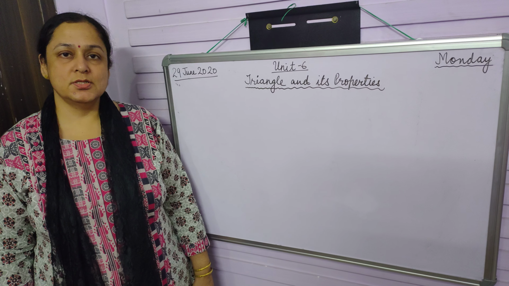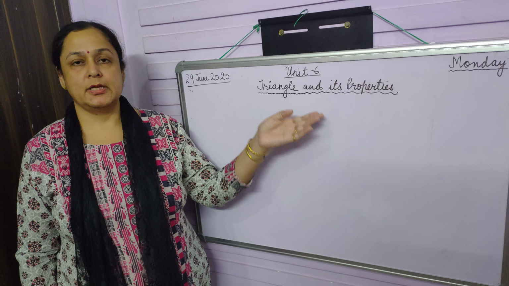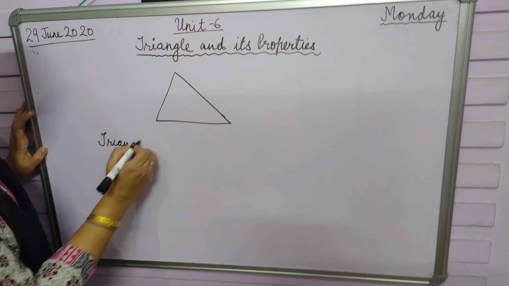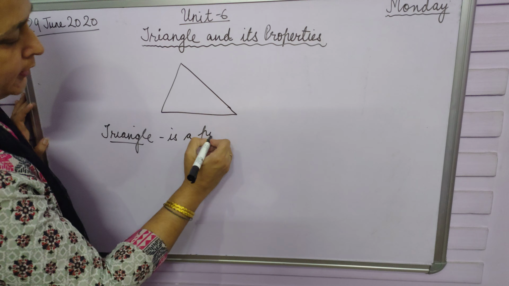Good morning, dear students. Today we are going to start Unit 6, Triangle and its properties. Before we start, let us discuss what we have learnt about triangles till now. If I draw a three-sided closed figure, it is called a triangle. And we have already studied this in class 6, that triangle is a polygon.